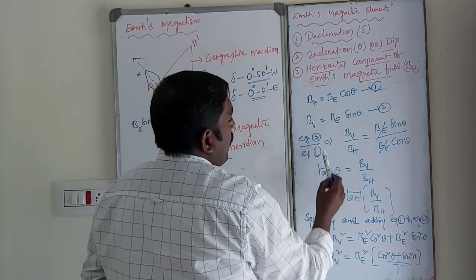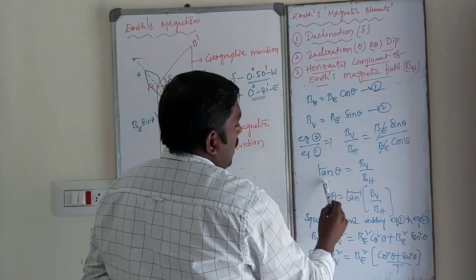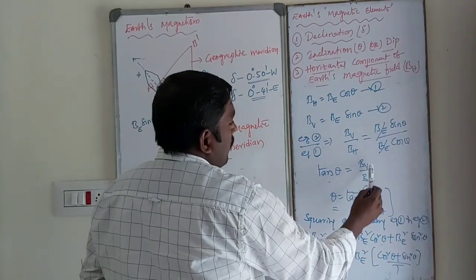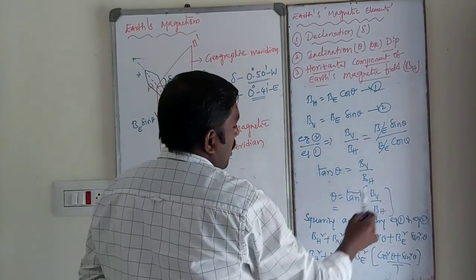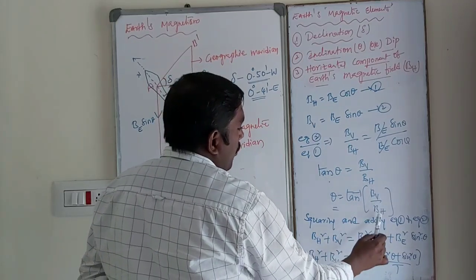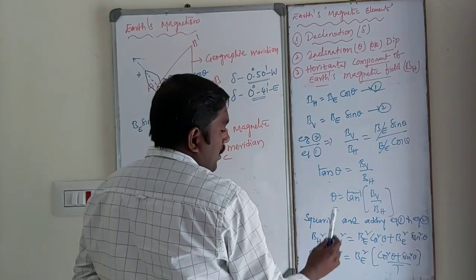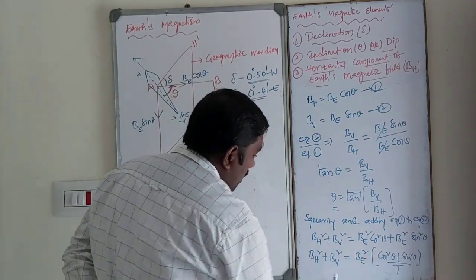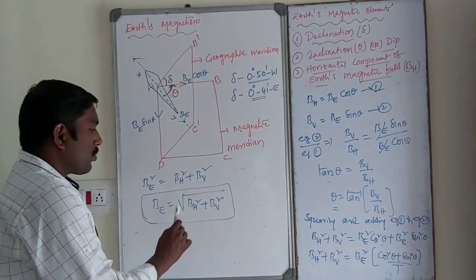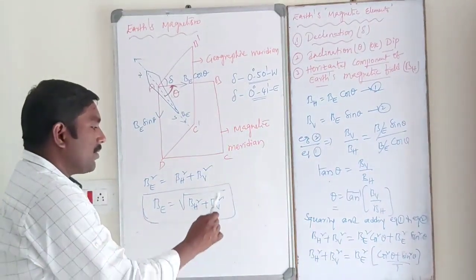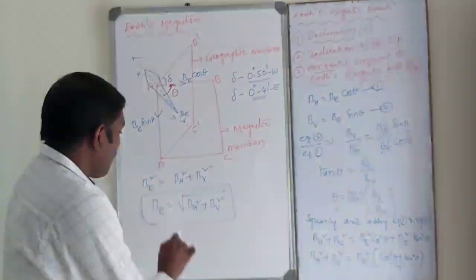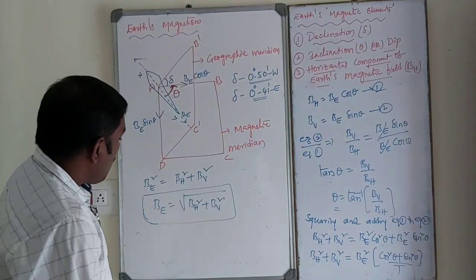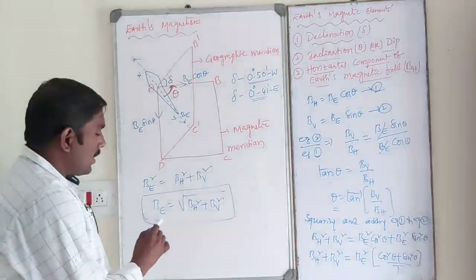So dividing 2 by 1, tan theta is equal to what? BV by BH. Theta is equal to tan inverse of BV by BH. This is the angle of dip. And squaring and adding equations 1 and 2, the ultimate answer is BE is equal to square root of BH square plus BV square. This is the magnitude of Earth's resultant magnetic field.